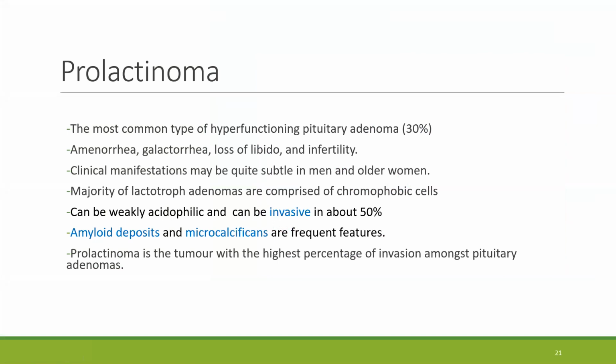Prolactinoma, we're going to go through the most important adenomas in real life practice. The prolactinoma is the most common type of hyperfunctioning pituitary adenoma. Actually, the most common adenoma in the pituitary gland is prolactinoma, 30% of adenomas. Remember the presenting clinical features: amenorrhea, galactorrhea, loss of libido, infertility, and you will go through that in details in the clinical lectures.